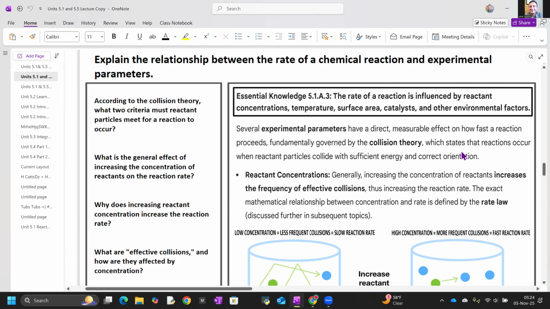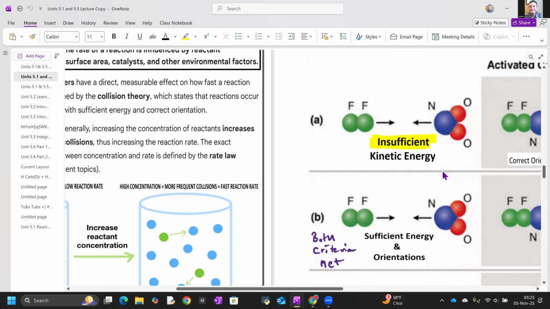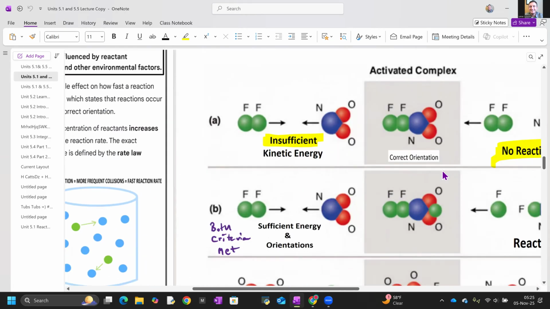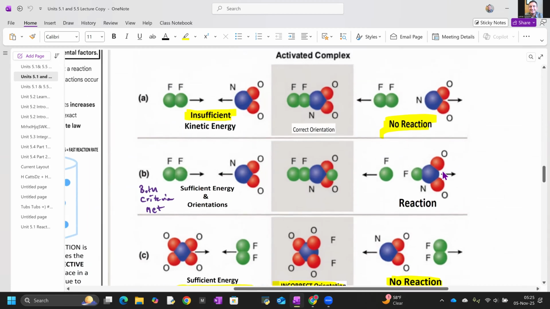But obviously, we see chemical reactions take place. So there are particles that do collide with sufficient energy and the correct orientation. Otherwise, we wouldn't see reactions take place. Now, things to just kind of look at on this, I put this graphic here. The two things that we're looking for are going to be sufficient energy and then correct orientation.